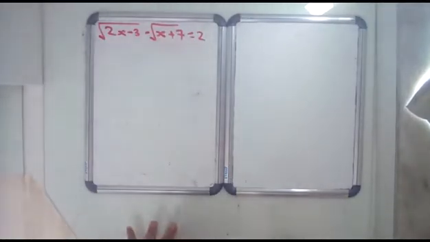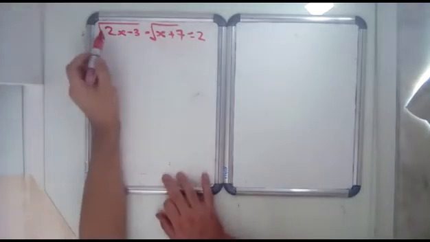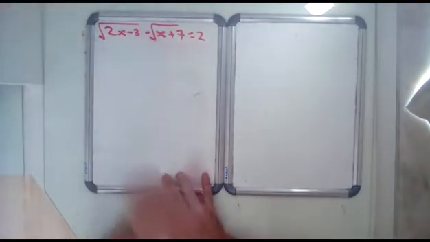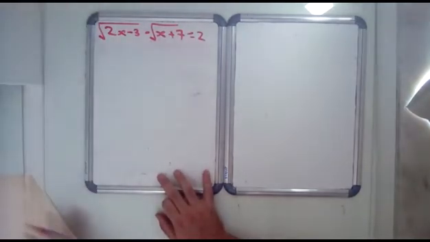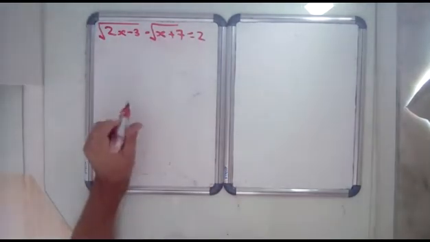Okay, another radical equation, or equation involving radicals. It's a bit more complicated. You've got these two nasty square root terms, so we are going to have to square to undo them, but it's not going to be the first step you take.